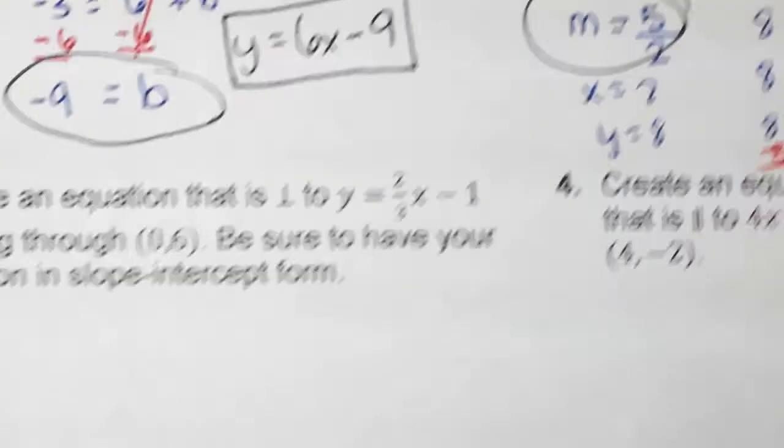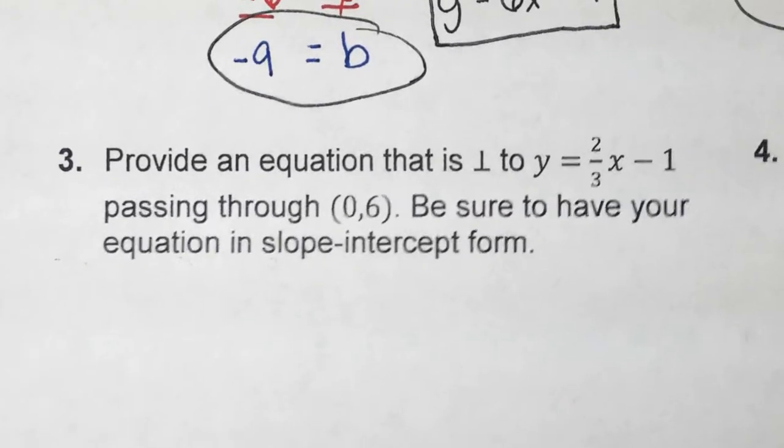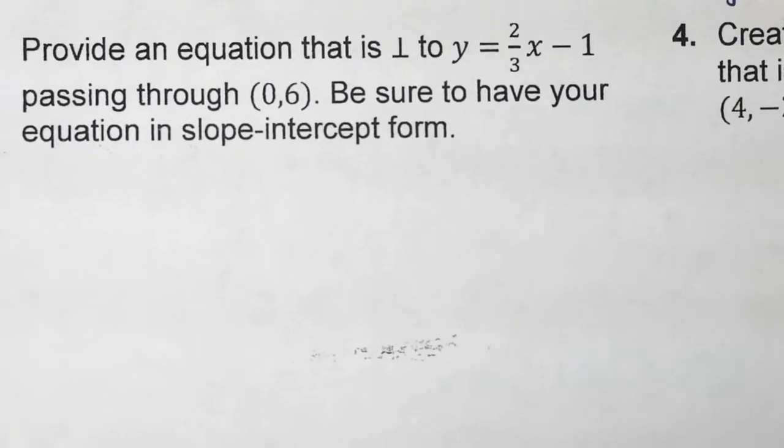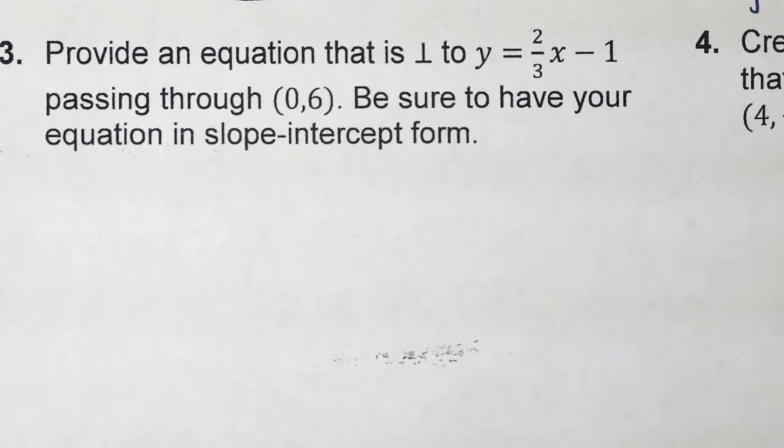Sliding on. Number 3. Provide an equation that is perpendicular. We wrote this one different for a reason, just so you can see it different ways. Y'all should know by now, with me talking, that's the perpendicular symbol. Provide an equation that is perpendicular to y equals 2 over 3x minus 1 passing through (0, 6). Be sure you have your equation in slope-intercept form.